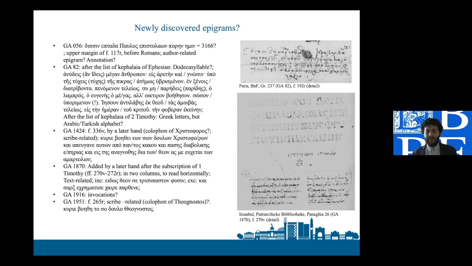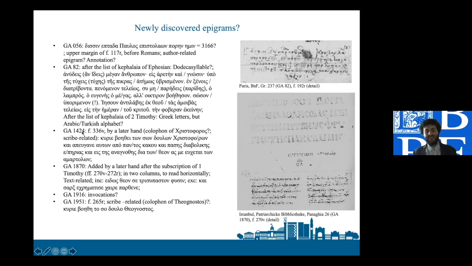The same hand, the same later hand from the 13th, 14th century, adds another annotation after the list of the Cephalaia on 2 Timothy in Greek letters, but in a weird alphabet that could be either Arabic or Turkish, which I wasn't able to translate. But if there is someone in the audience who is an expert in Arabic or Turkish, that could be useful to have this translation in order to understand whether this could be an epigram or not, and in order to understand what the topic of this later annotation is.